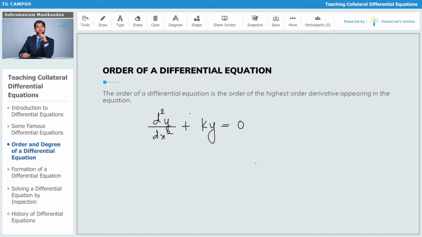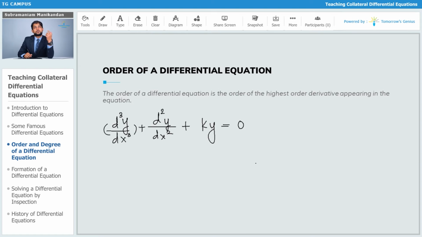If I introduce another term containing a higher order derivative, then the order of this differential equation no longer remains 2, it becomes 3, irrespective of what the power is.